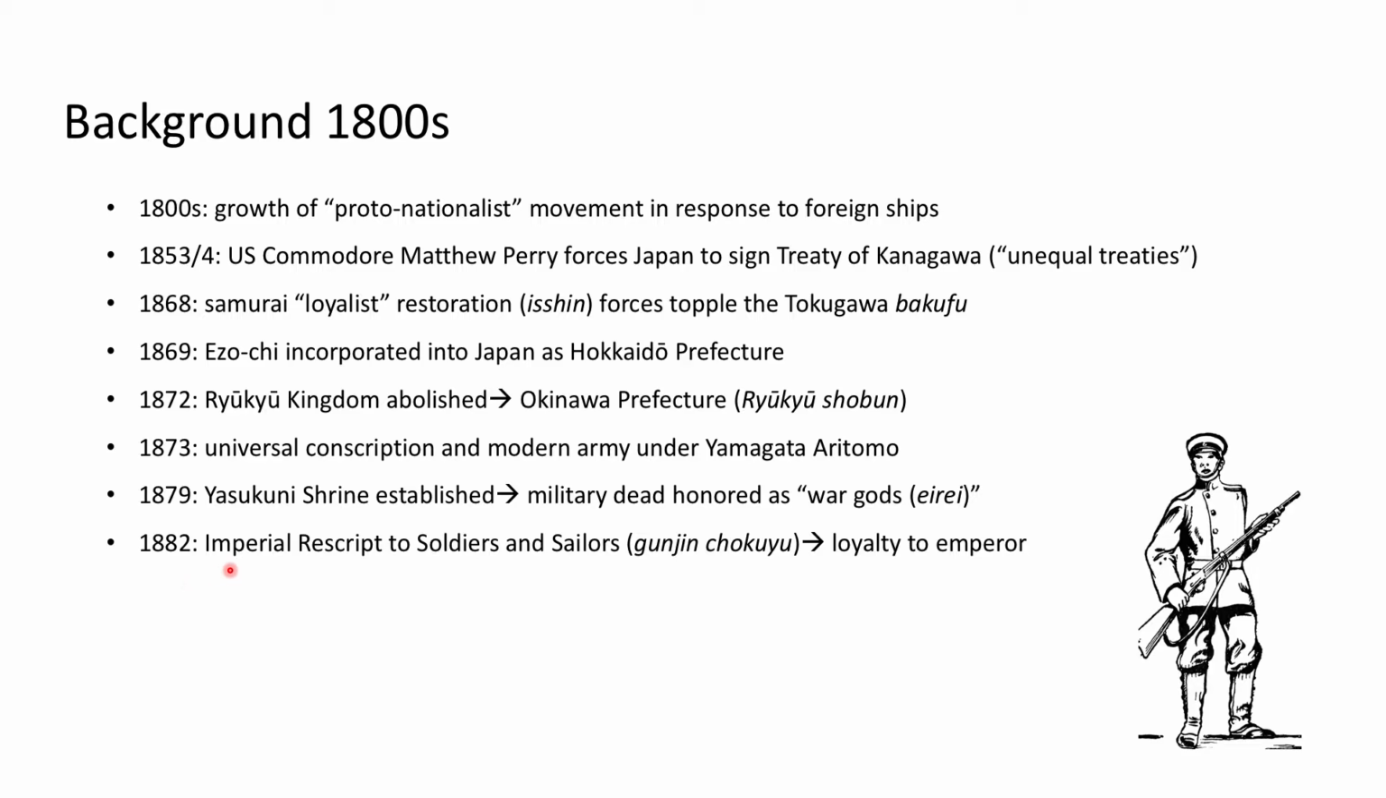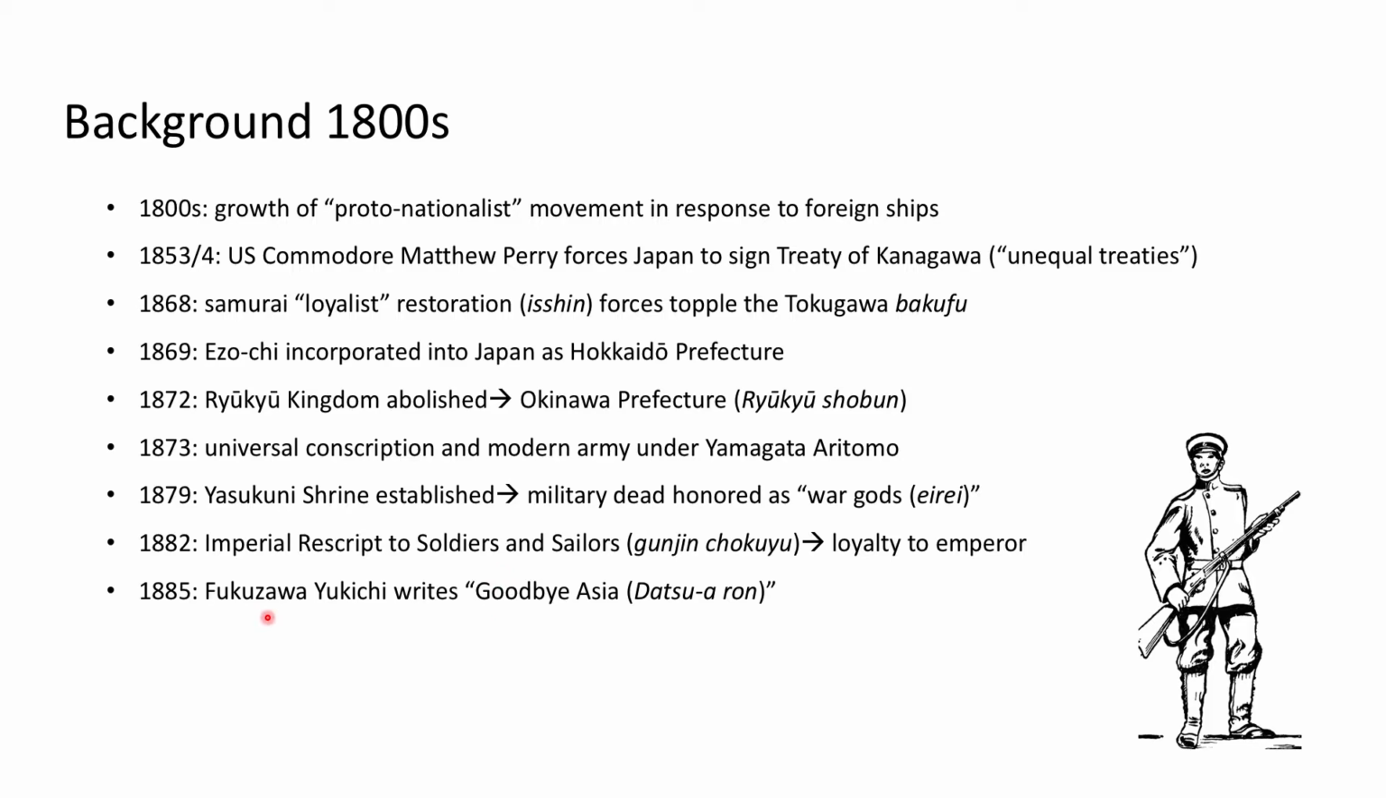In 1882, the imperial rescript to soldiers and sailors, Gunjin Chokuyu, was issued, and this emphasized basically loyalty to the emperor, extreme loyalty to the emperor. It depicted the emperor and soldiers as forming part of the same body, with the emperor as head and the soldiers as the limbs and appendages, the arms and legs, who were expendable, of course, in that metaphor, and should sacrifice themselves, if need be, to save the head, the figurehead, the emperor.